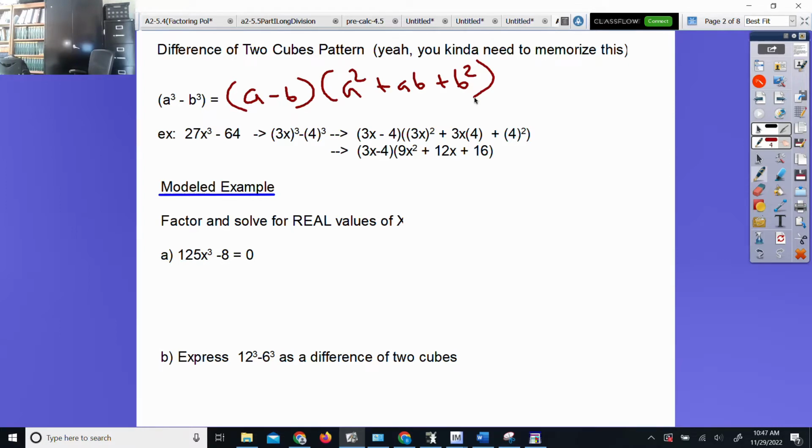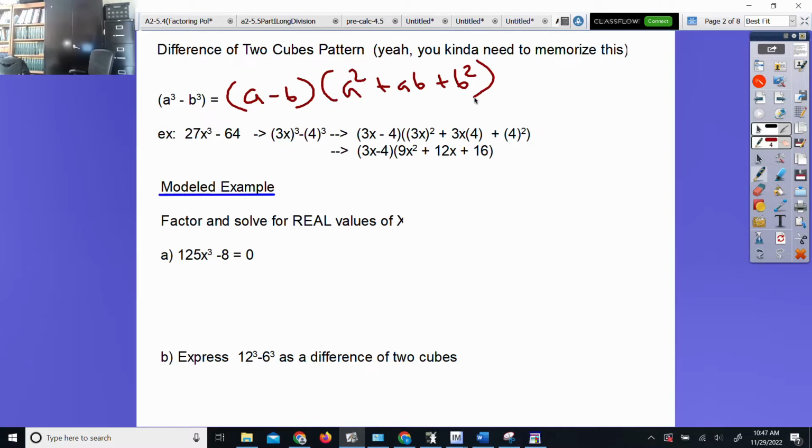No? This isn't the a squared minus b squared pattern. Oh, I see. This is a cubed minus b cubed. Now I just substitute in. Everywhere I see an a, I'm a 3x. Everywhere I see a b, I'm a 4. So I plug in the pattern, 3x all squared, 3x times 4, 4 squared. Then I crank it out. That's how it factors. Not a hard thing to do if you can learn your squares and cubes.